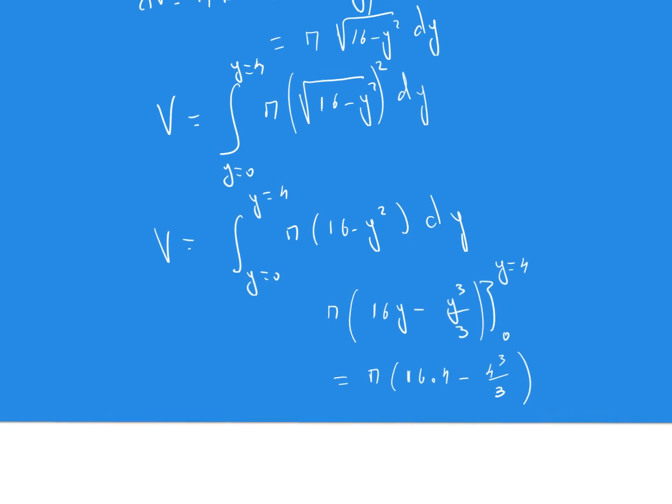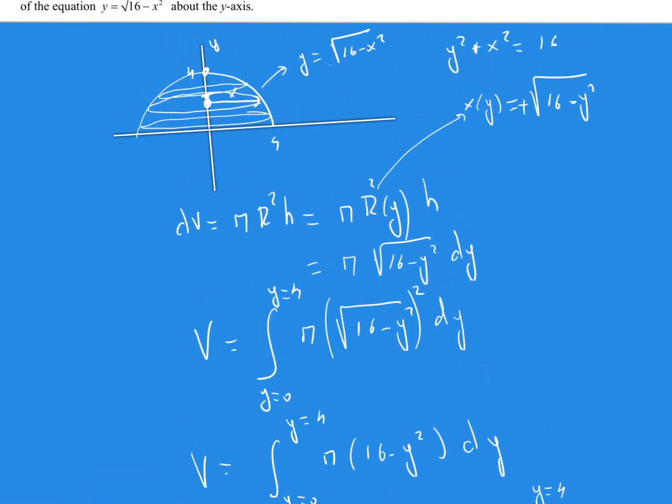Let's do it. It will be pi that multiplies 16y minus y cubed divided by 3, evaluated between 0, which is a nice point for evaluation, and 4. So it will be pi by 16 multiplied by 4 minus 4 cubed divided by 3. And maybe this method allows you to find the volume of a sphere of radius r. Let's do it.